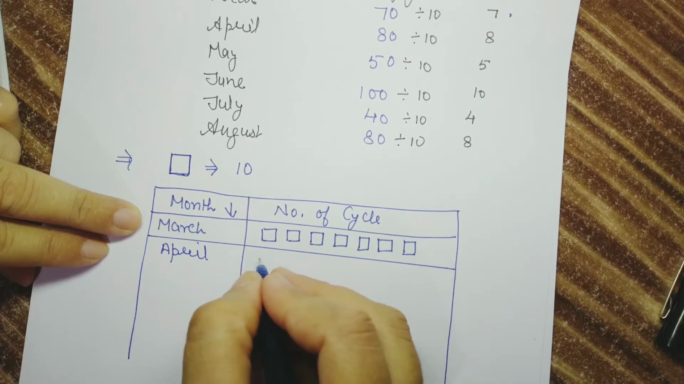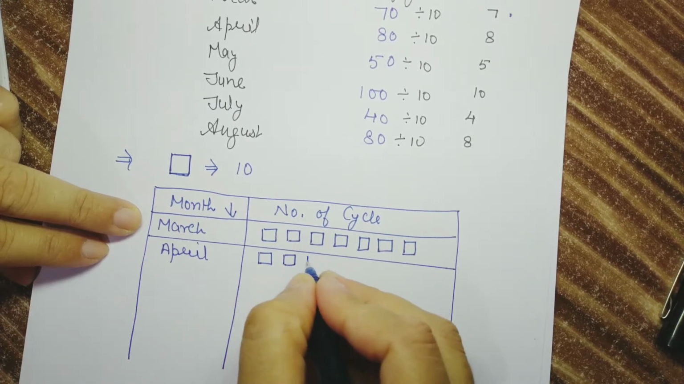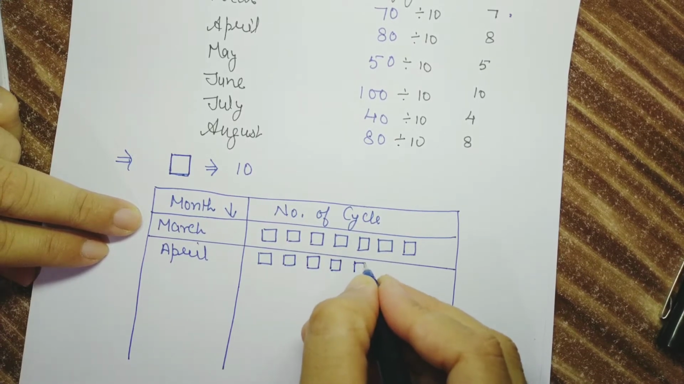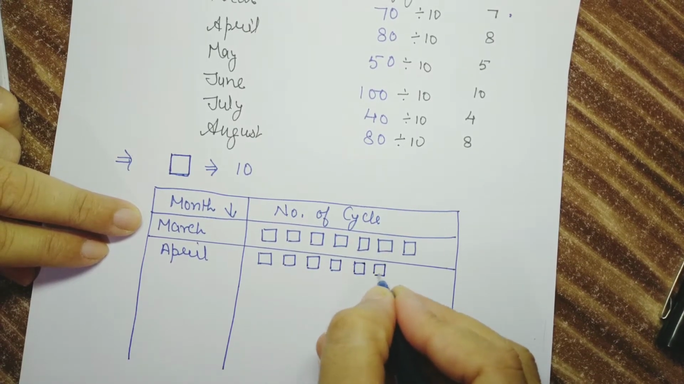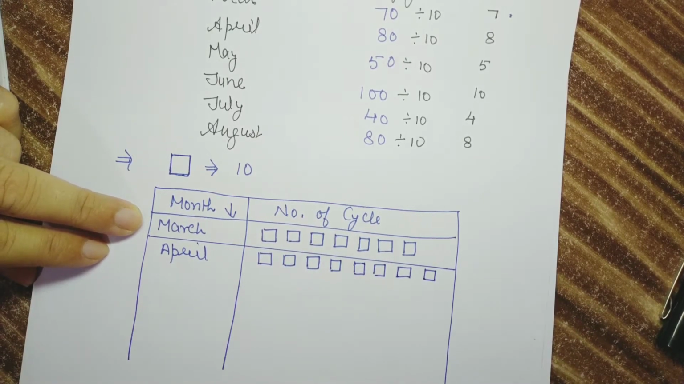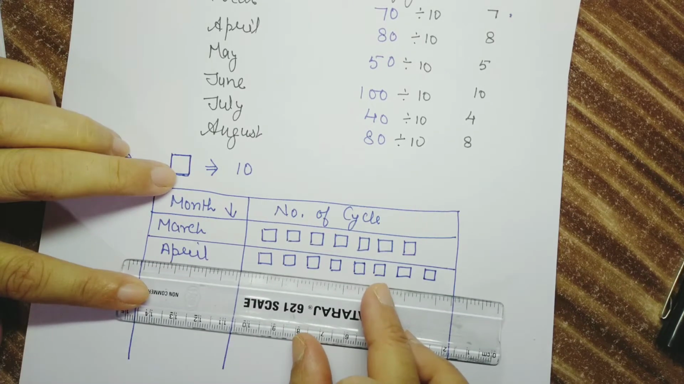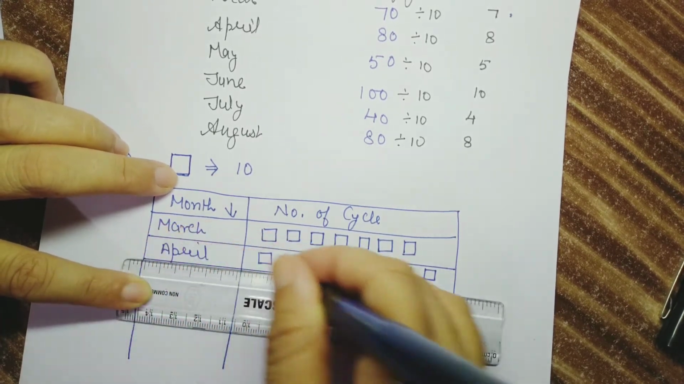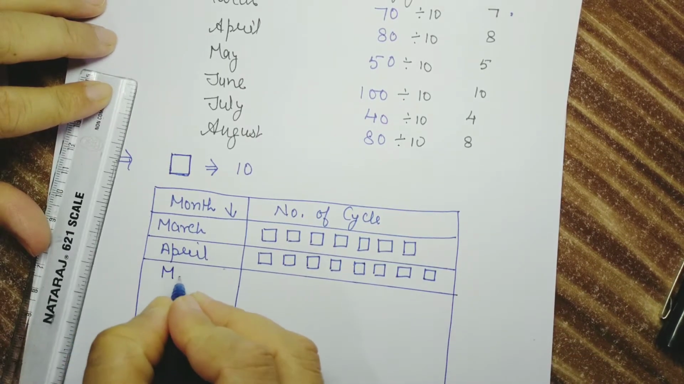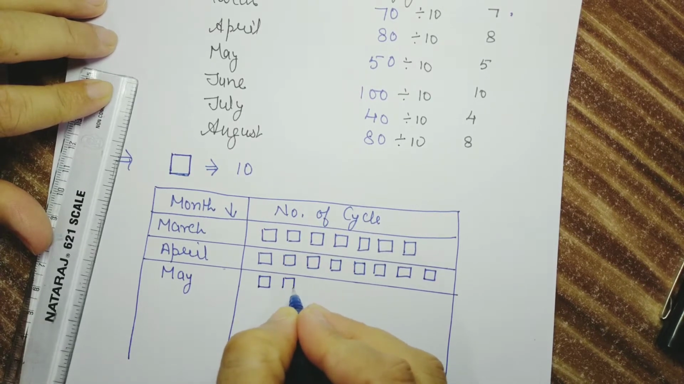In April month 80. So here we will draw 8 pictures. Students, the pictures should be the same size. Keep in mind, the pictures should be the same size. So try to draw same size pictures. Then after April, the next month is May. In May they have given 50. So first of all we write May, and we have to draw 5 pictures.